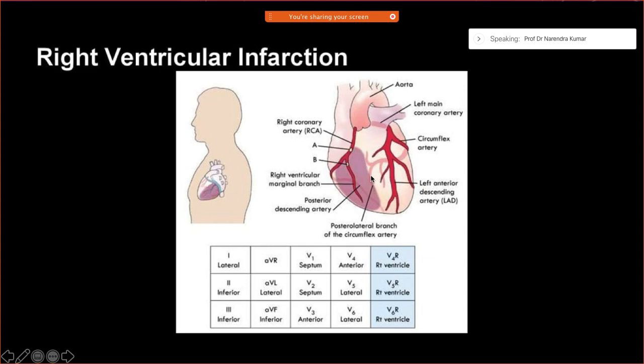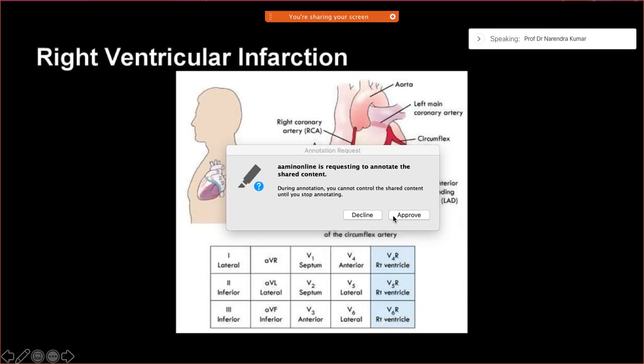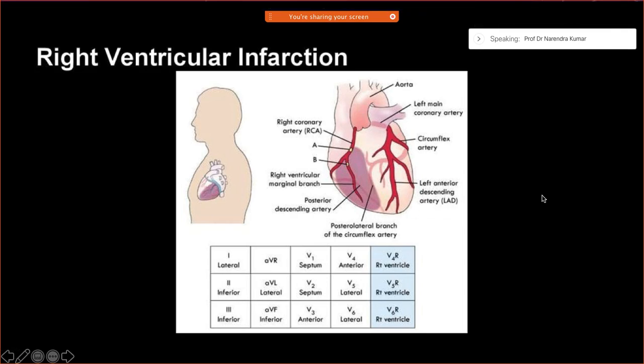So if you may see, this is the right sided zone. And what you will notice over here is that if you want to document it, you should put some leads into that region, right? Because our surface chest ECGs are on this other side, not on this side. That's why, if you want to document it, put the leads in V4R, V5R, and V6R. Okay.